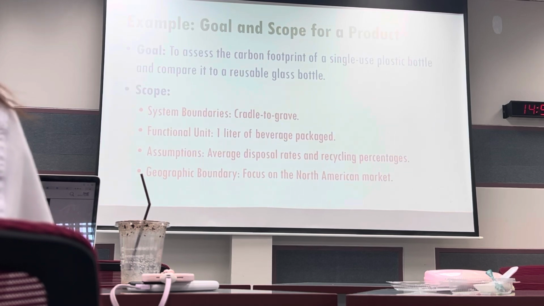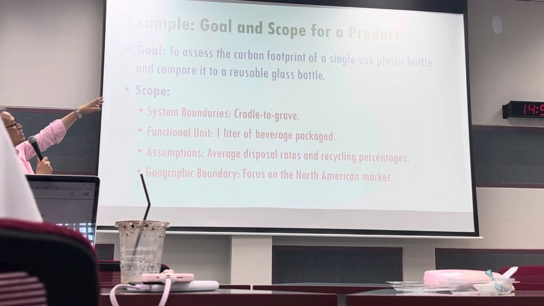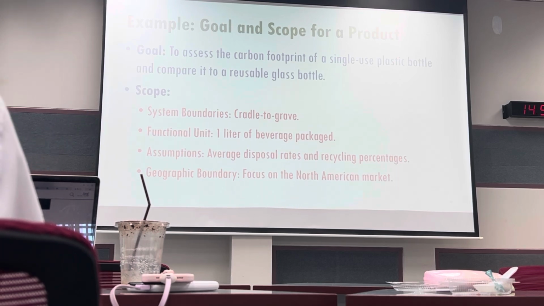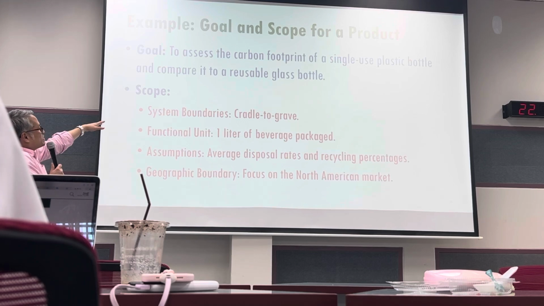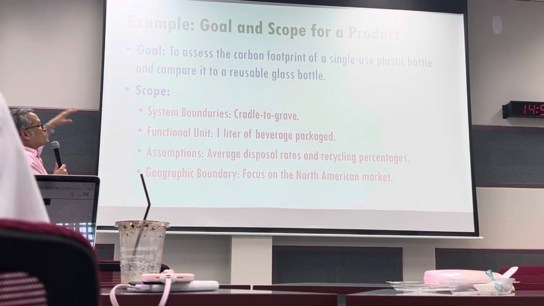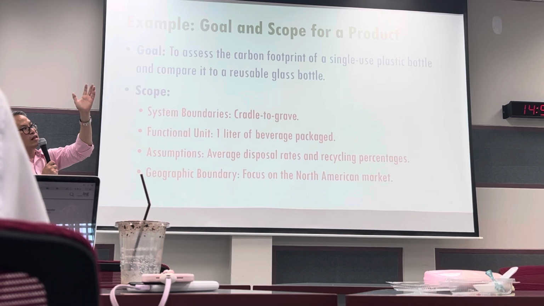Example, goal and scope for a product. The goal is to assess the carbon footprint of a single-use plastic bottle and compare it to a reusable glass bottle. So you assess the plastic bottle carbon footprint and you compare it to a reusable glass bottle. Then you can see which one is better. The system boundary is cradle to grave, so from raw material extraction to production, to distribution, to usage, and to disposal.